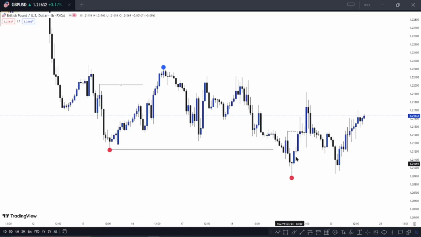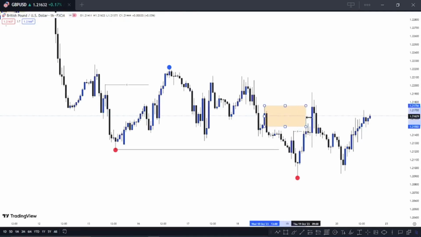Now, when it took it out, this was where we capitalized. Price went up after taking out that inducement. This is your decisional OB here. Price didn't react off of it. No response here on your decisional OB after taking out inducement. But price now responded to your extreme OB here.